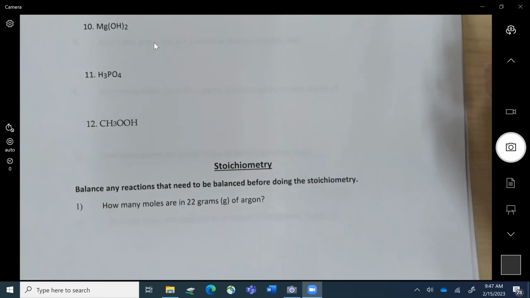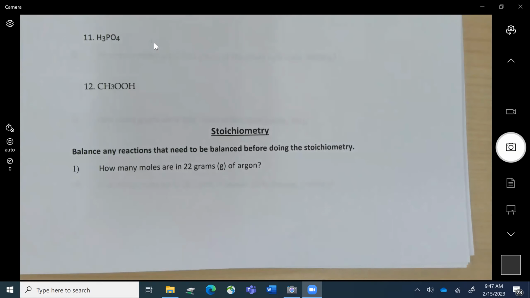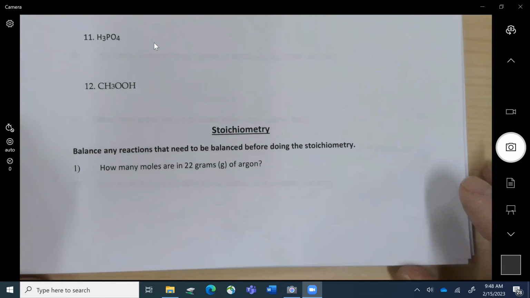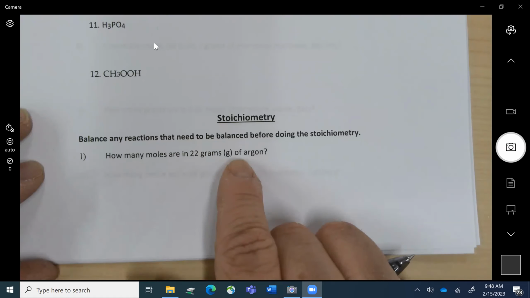Okay. So let's start to work through stoichiometry questions. We're going to be doing simple ones without balanced equations now. We're going to be dealing with just how to figure out moles and grams and getting familiar with that. So yes, I know this is walking a little bit backwards from where we ended, but it's going to help build and strengthen our stuff. How many moles are 22 grams of argon?